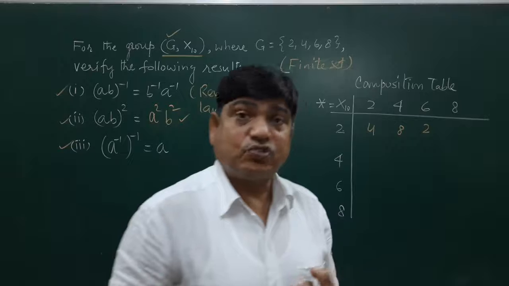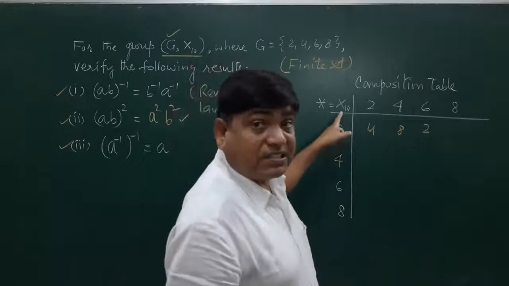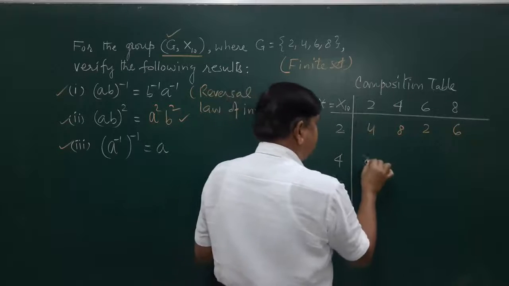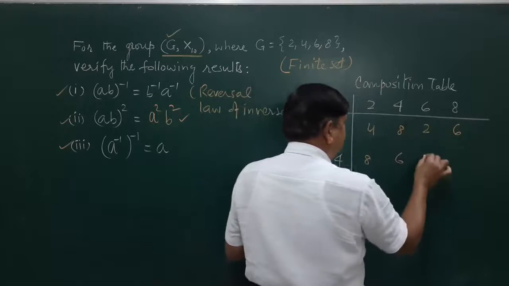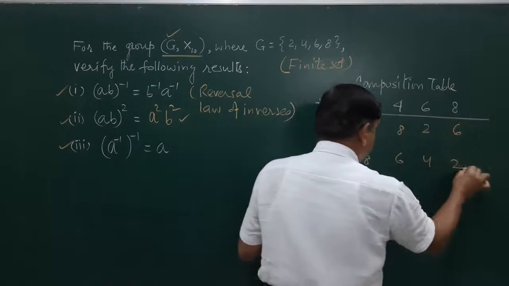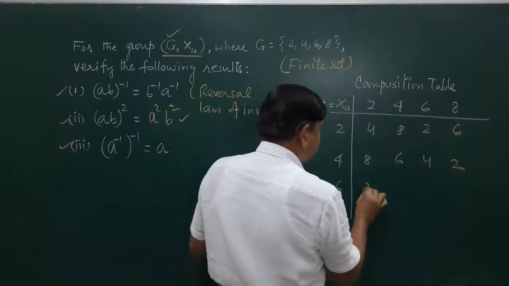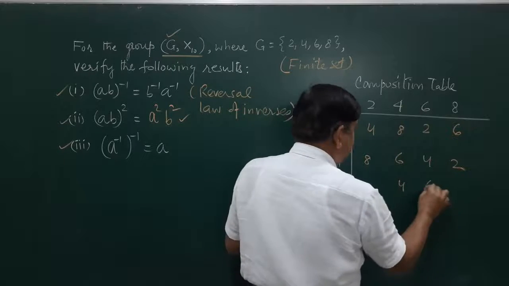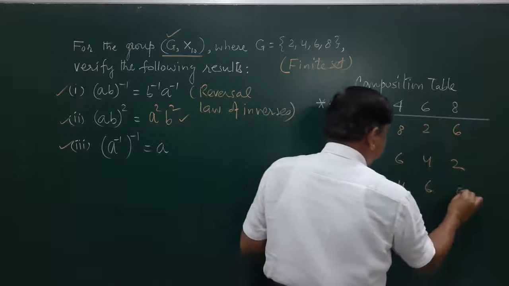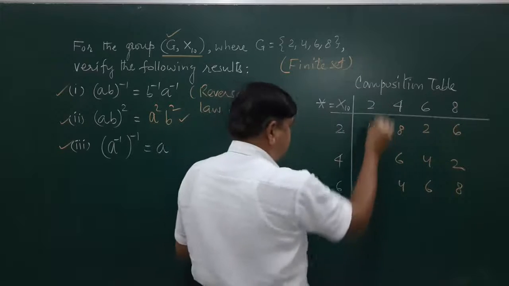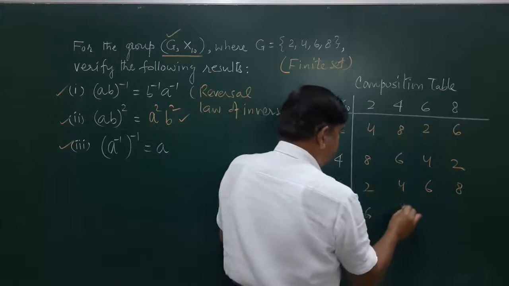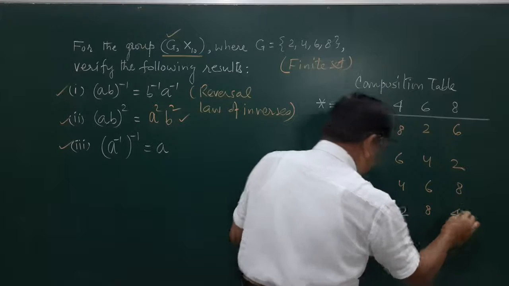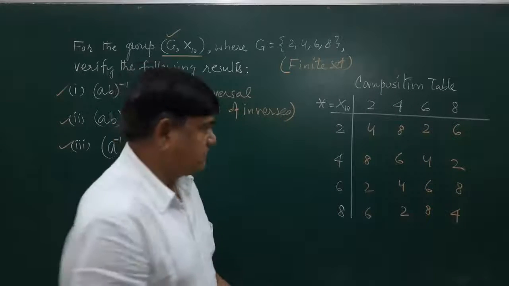2 into 8, 16. 16 में किसका भाग दोगे? 10 का. Then the remainder is 6. 4 into 8, 32, then it is 2. 4 into 6, 24, then it is 4. Similarly, 6 into 6, 36, then it is 6. 6 into 8, 48, then it is 8. 8 into 2, 16, 6; 8 into 4, 32, 2; 8 into 6, 48, 8; and here it is 4.